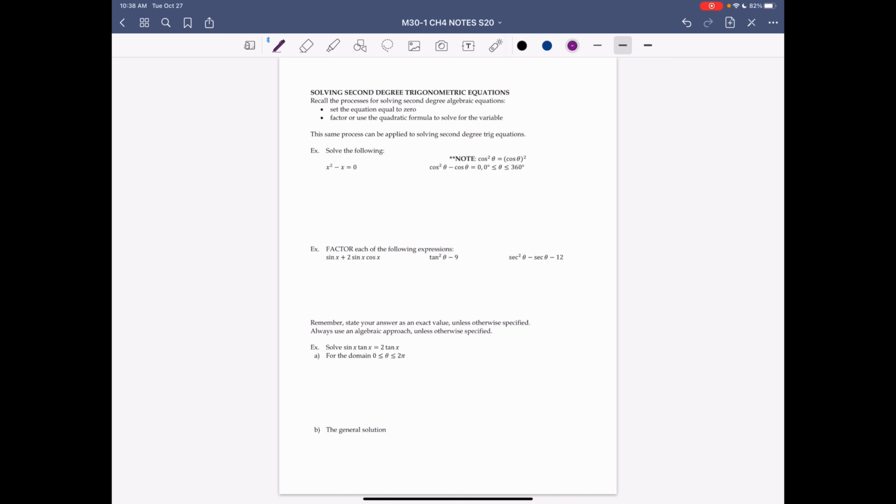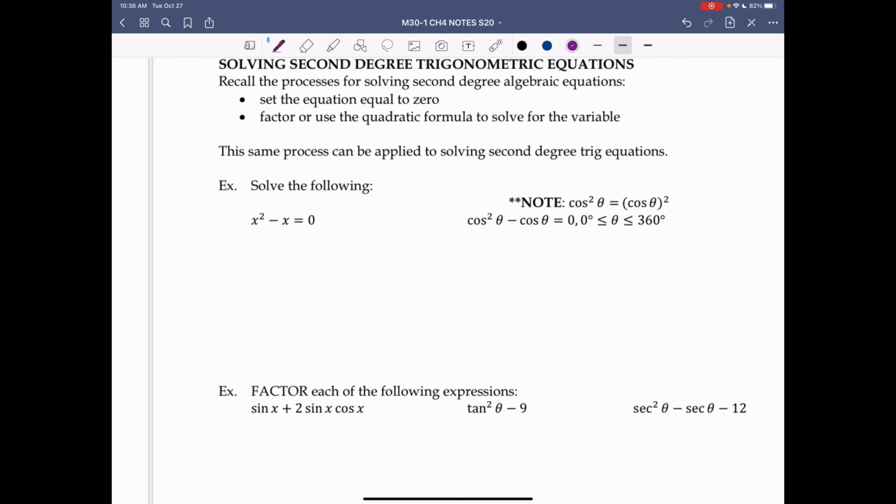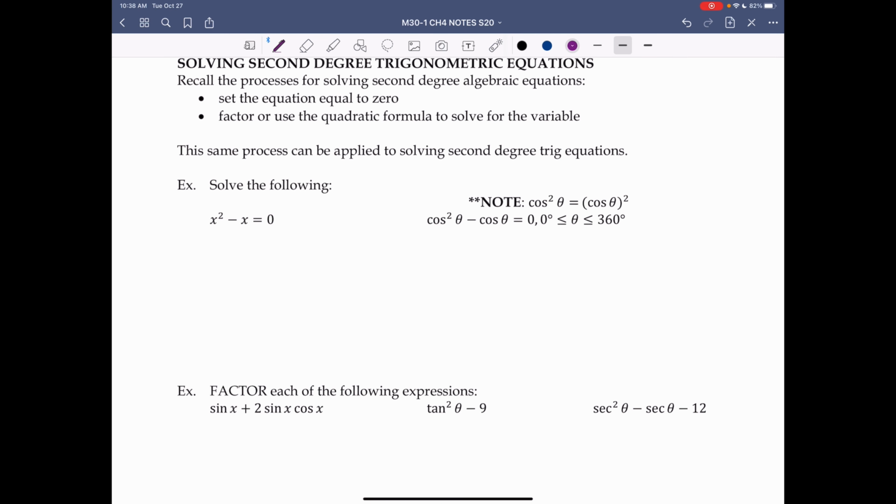Example, solve the following. So we have an algebraic equation, x squared minus x equals 0. We would factor out the common factor of x to get x times (x minus 1) equals 0. Then we look at when each factor is equal to 0. So x equals 0 when x equals 0, and x minus 1 equals 0 when, if we add 1, x equals 1. So our two solutions would be x equals 0 and x equals 1.